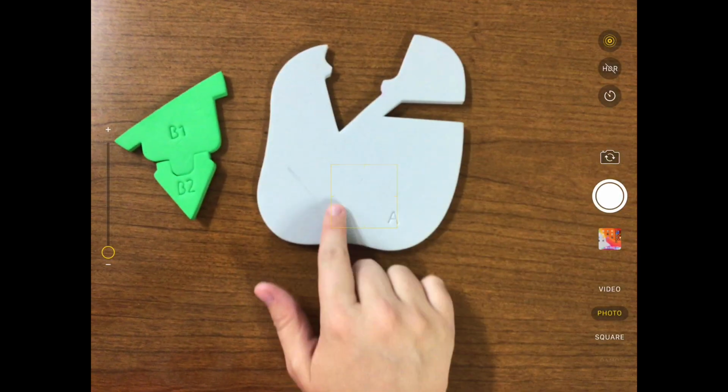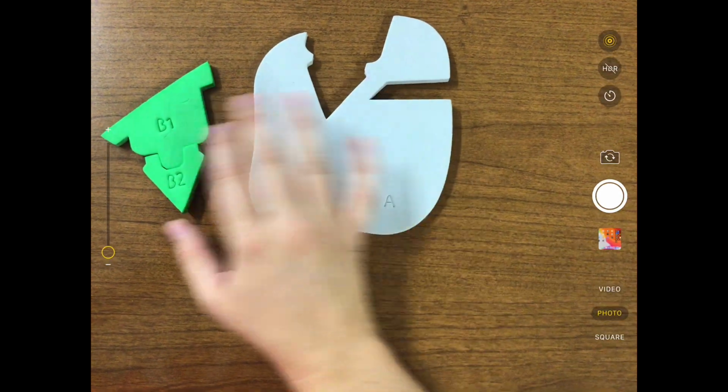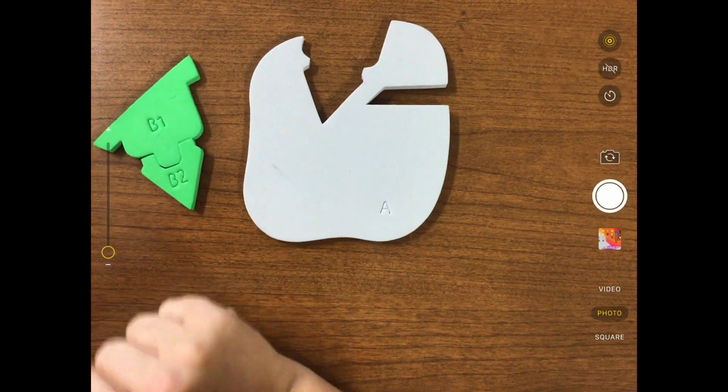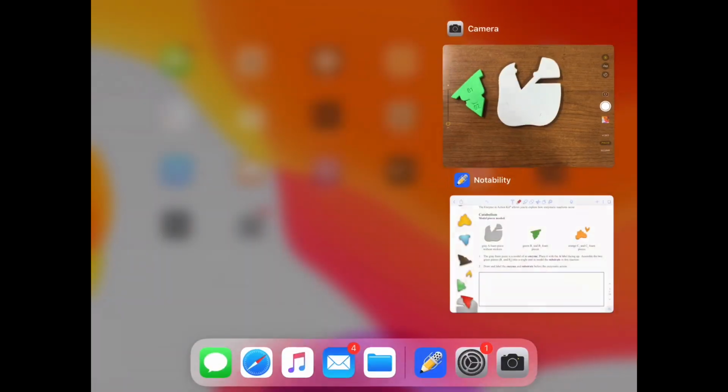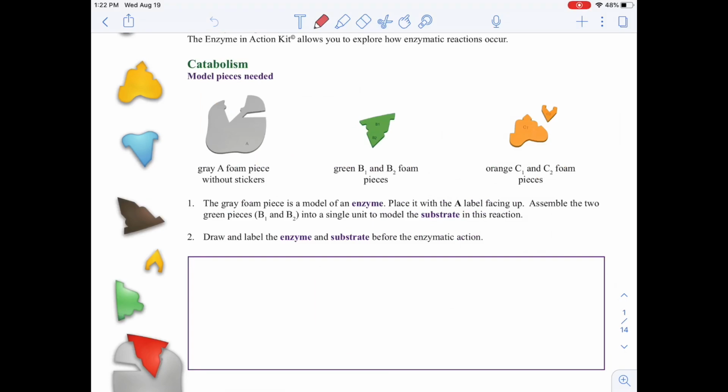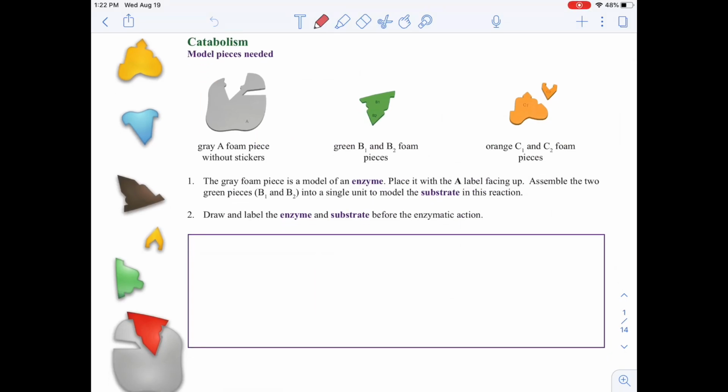You can see here I have this gray piece, this is my enzyme, and I have this green piece and it is my substrate. So it says draw and label the enzyme and substrate before the enzymatic action. So what I just showed you, I want you to go ahead and draw. You should pause the video now so that you can draw, and if you'd like to go back to see what I showed you, you're welcome to do that.